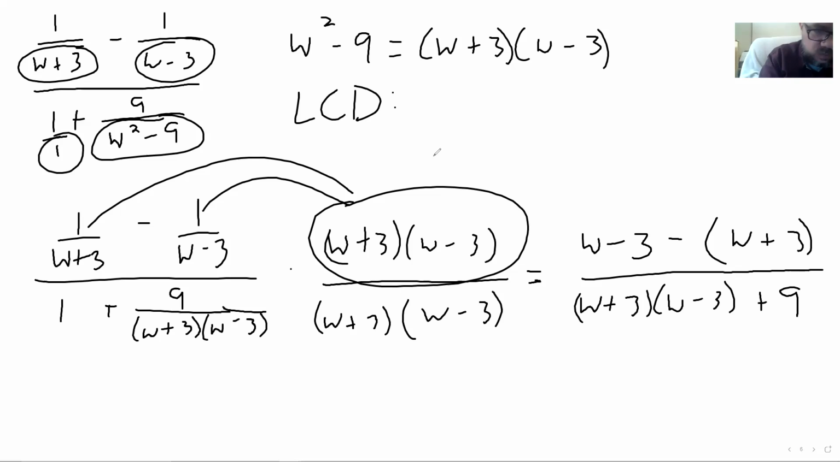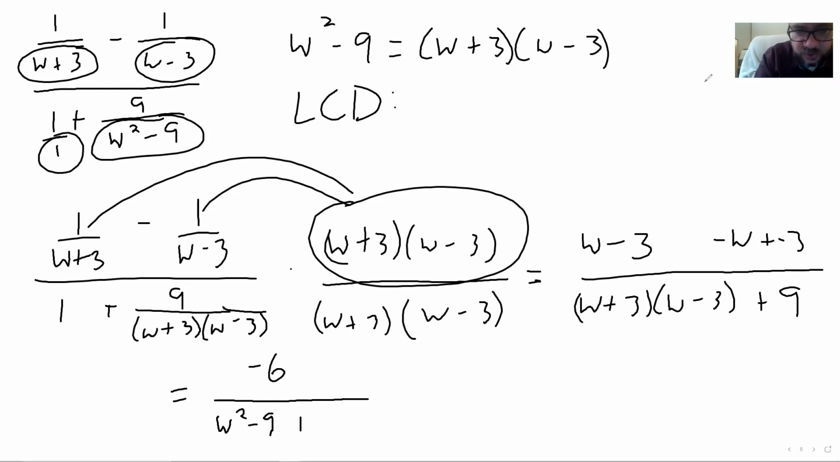Then when we simplify that, well, this minus sign gets distributed, so we're going to get minus w minus 3. We can get rid of the parentheses. There we go. Give my pencil back. W minus w is 0, minus 3 is minus 6. My denominator is w squared minus 9 plus 9. So we're going to get minus 6 over w squared. And I'm done.